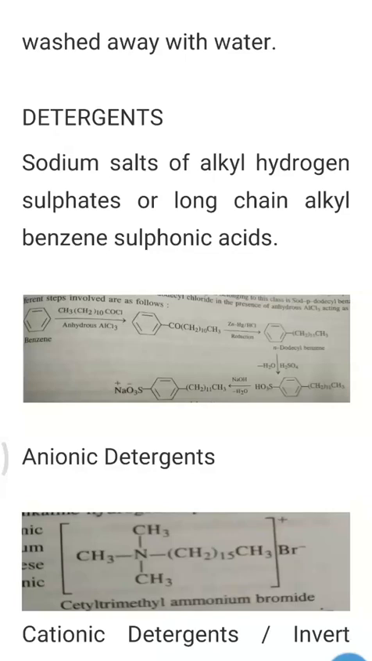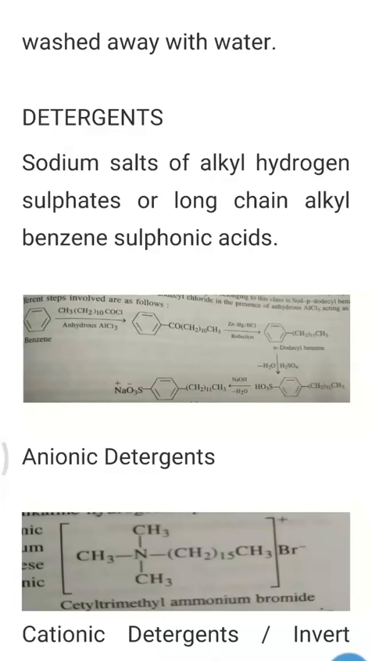Then detergents. So synthetic detergents or soapless soaps, they are called detergents. Now what are detergents? Detergents, these are sodium salts of alkyl hydrogen sulfates or long chain alkyl benzene sulfonic acids. These detergents are of three types. Number one, anionic detergent. Number two, cationic detergent. Number three, non-ionic or neutral detergent. Number one is the anionic detergent. The common example of anionic detergent is sodium lauryl sulfate.